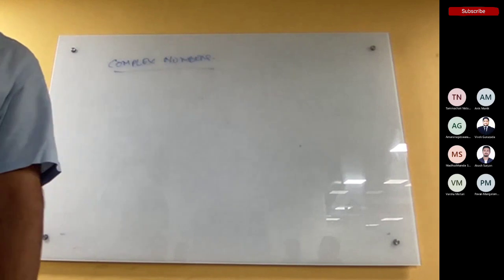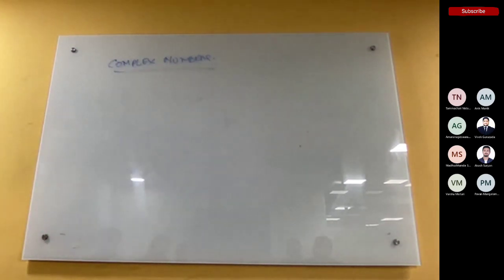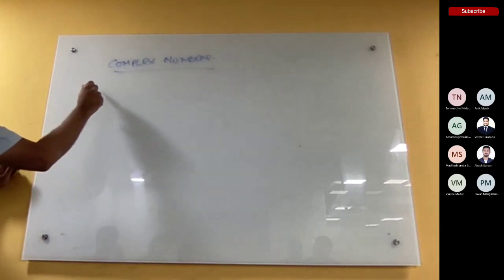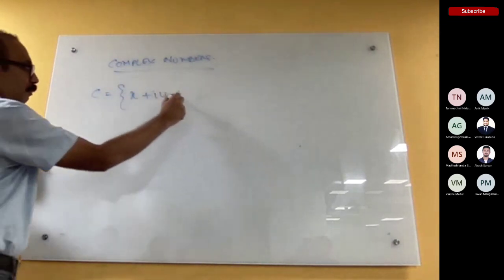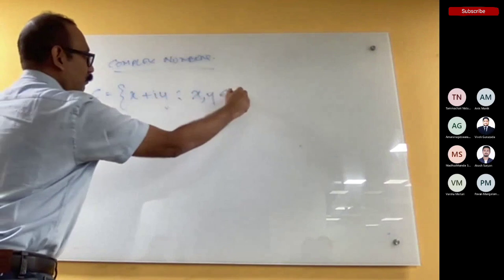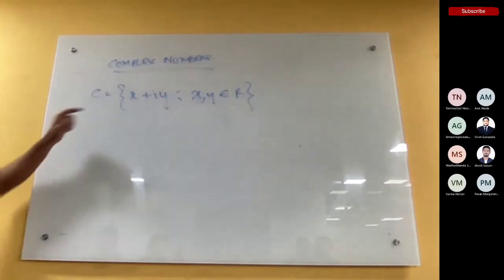Okay. So in complex numbers now, what is the form that we talk about? Complex numbers is x plus iy, right? Then x and y are real. That's how you kind of define it.